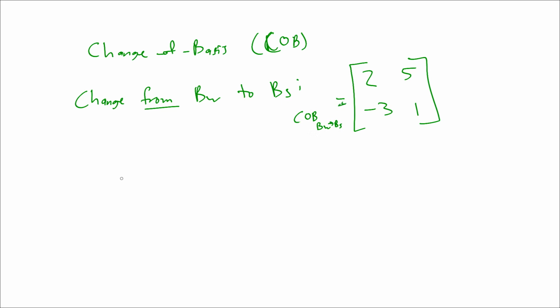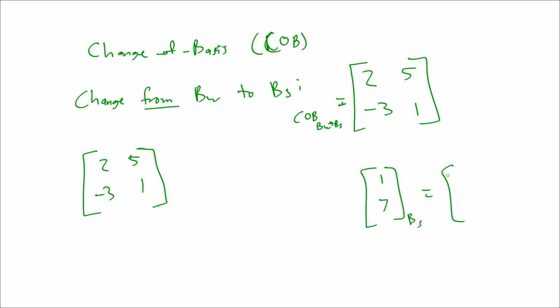So let's just see if this works, right? What happens if I take 2, negative 3, 5, 1? So one of our examples was we had 1, 7 in the standard basis was equal to the negative 2, 1 in the wacky basis, right? So let's make sure our change of basis matrix works as advertised. Let me take a wacky basis vector, which is negative 2, 1, and let's multiply it by this change of basis thing.